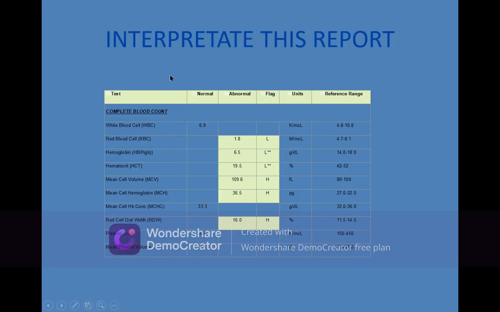Okay. Now, interpret this report. The patient has come to you, or somebody has sent you. The first parameter here is the red blood cell count, which is 1.8, while normal was 4.7. Markedly reduced. The hemoglobin is 6.5, while here it is 14 for that lab. Hematocrit is 19.5, normal for that lab is 42.